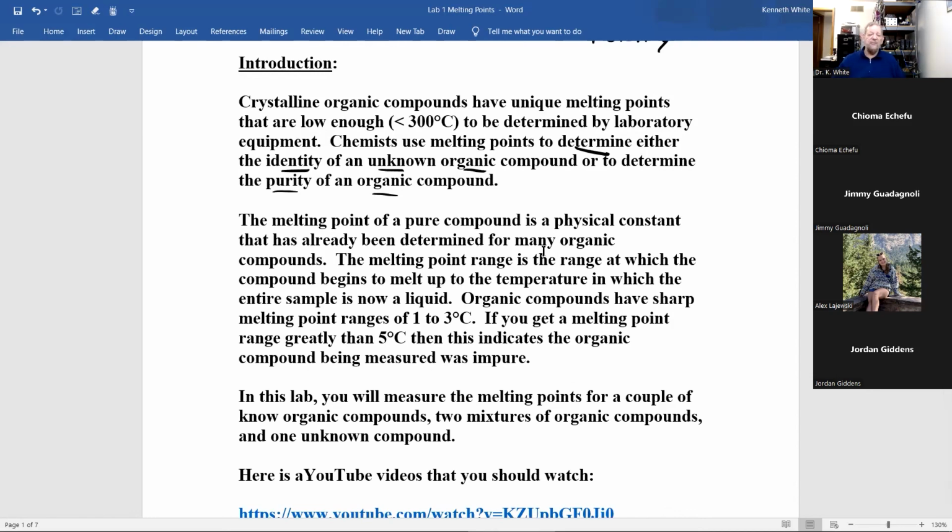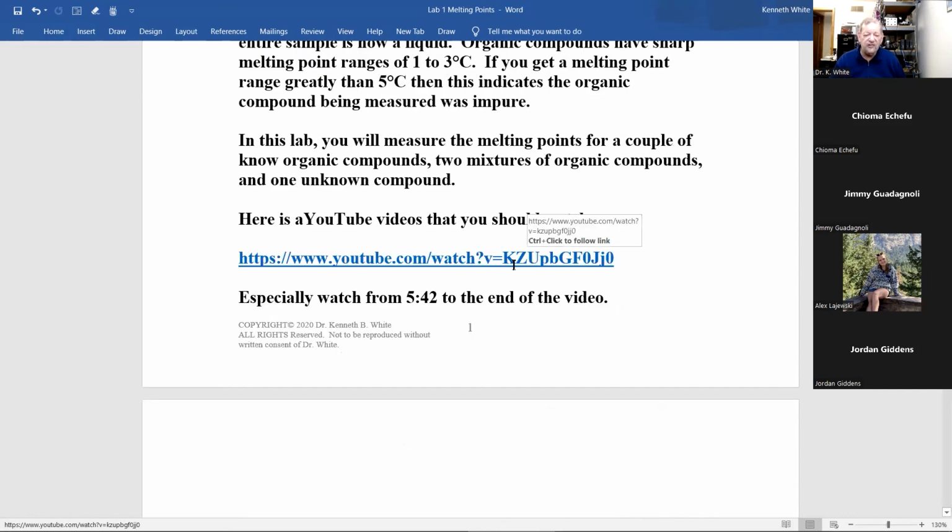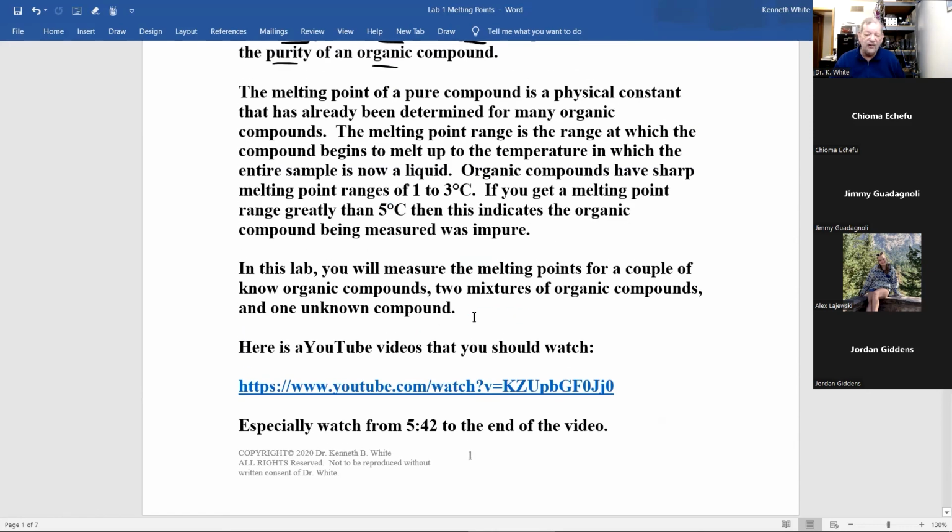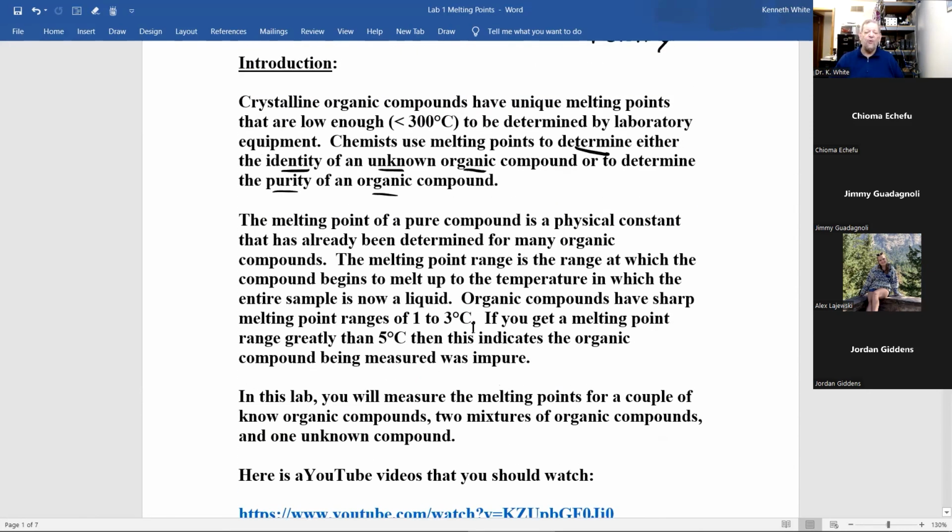And melting points are ranges. And if we're in a lab, I'd show you face to face, and I've got a YouTube link you can watch on your own, and you should, especially at 542, how to do a melting point. Now, when you do a melting point, it's a range. And the beginning of the range is when you see any liquid, when the compound begins to melt. And the end of the range is when the entire sample is a liquid.